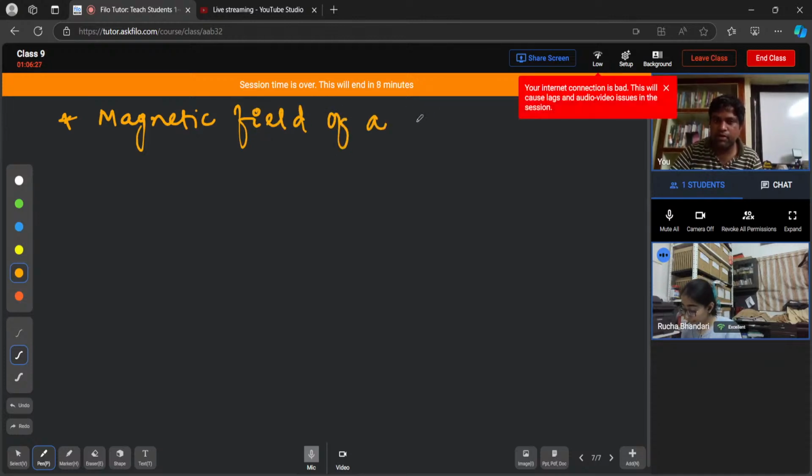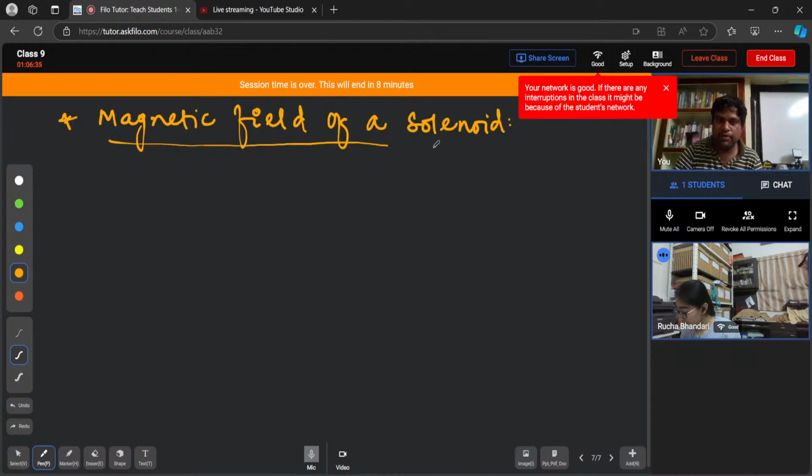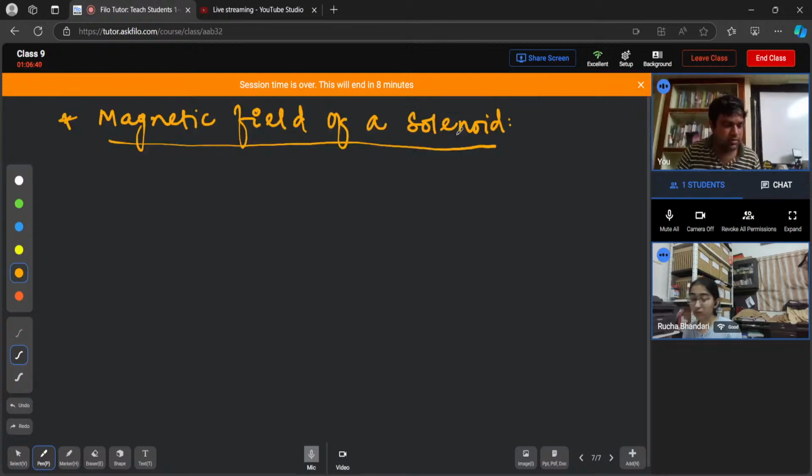What is a solenoid? Magnetic field of a solenoid. So what is a solenoid?